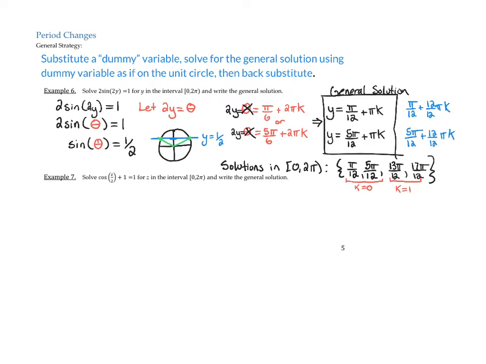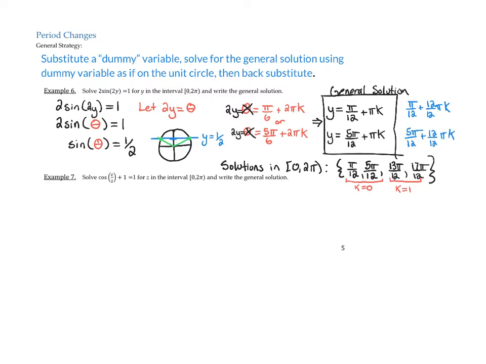So if I do 13 pi over 12 and I add another pi, which is 12 twelfths, that takes me to 25 pi over 12. And then add another 12, that takes me to 37. But those answers are outside of 2 pi, so we were only looking 0 to 2 pi. They are answers in the general solution, but they're not in the restricted domain solution that we were finding.